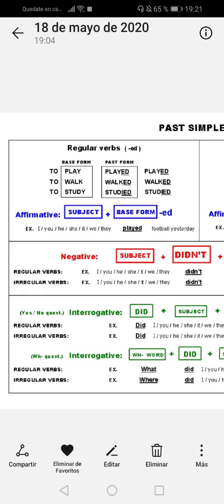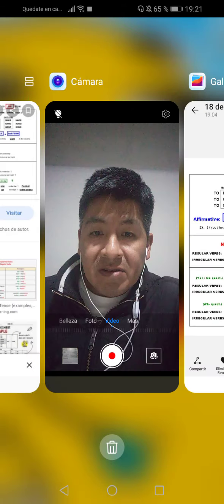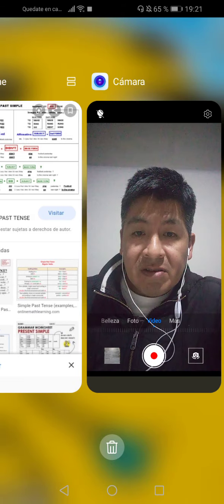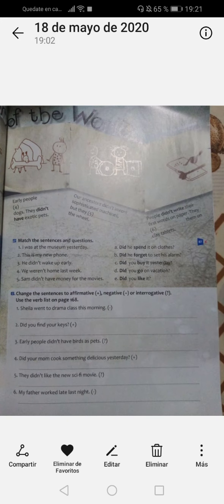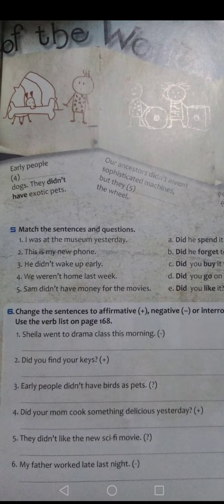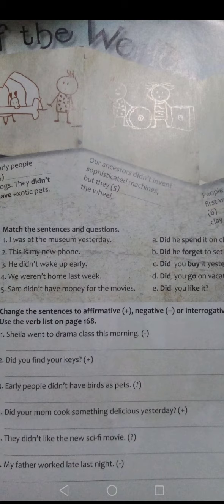Now we have a previous activity. Let's go to the book. In the book we have the activity, page 87, and we have to complete number 5. Last class we did instructions 1, 2, 3, 4. Now we continue with 5. Match the sentences and questions. What are we going to do? We are going to complete the answers with the previous questions.